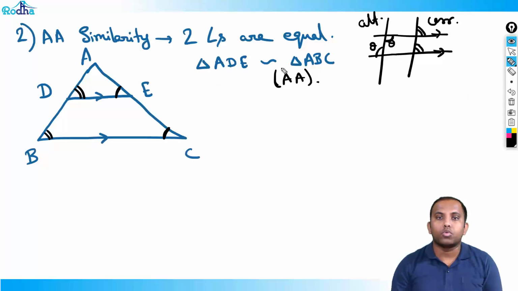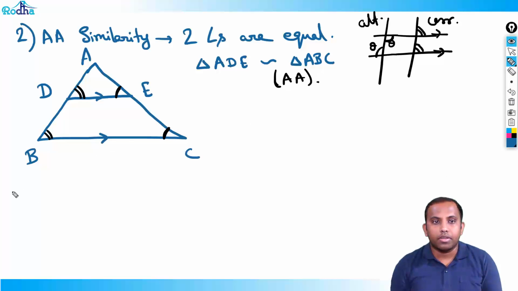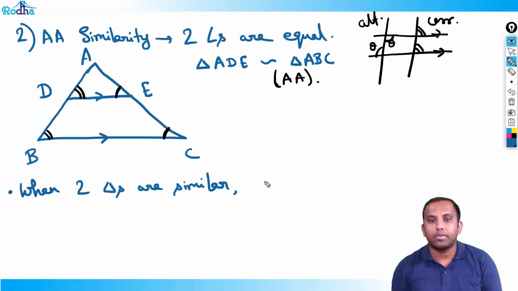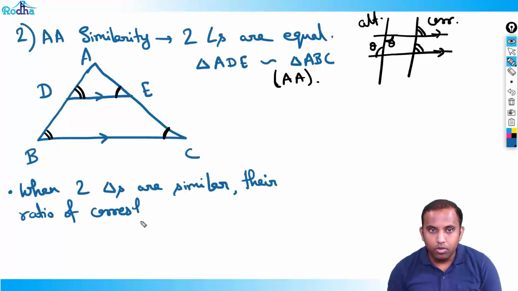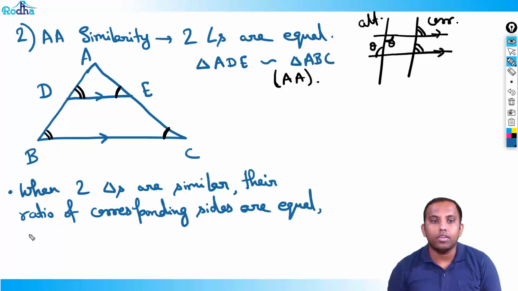What happens when these two triangles are similar? When two triangles are similar, that basically means that, I can write this statement here: when two triangles are similar, the ratio of corresponding sides is equal.